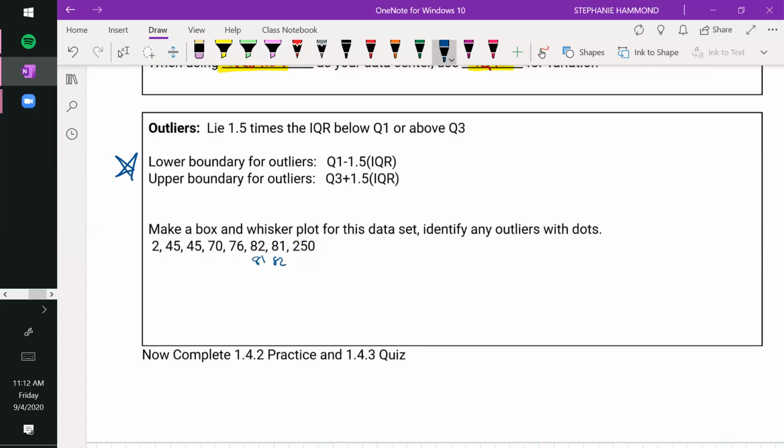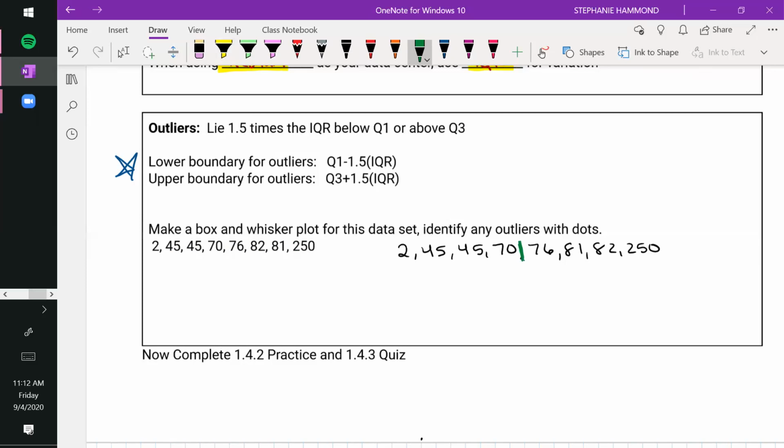So backing up here, make sure it's in the correct order first. In fact, I'll just rewrite it. 2, 45, 45, 45, 70, 76, 82, oh gosh, I did it again, 81, 82, 250. All right, so the median, again, I have 8 data points. So I go 1, 2, 3, 4 in. Between the 4th and 5th is my median, which would be 73.